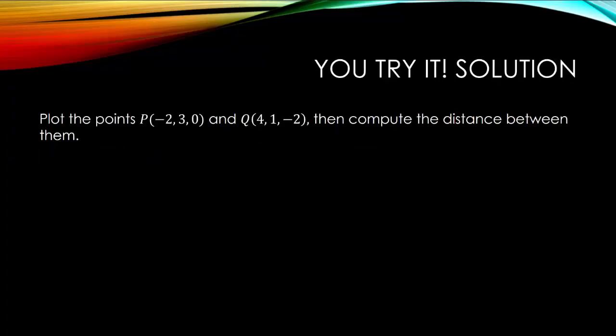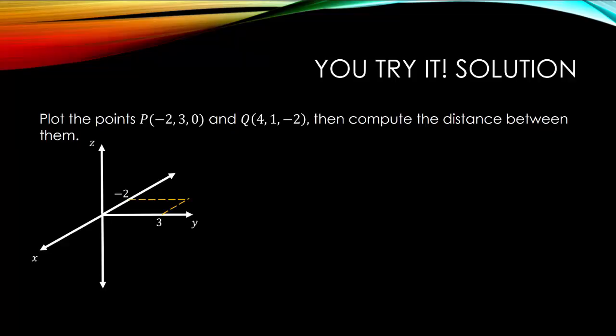The first thing I need to do is set up my coordinate system, and I'm going to plot the coordinates on the axes that I'm going to need to plot the first point. I go out -2 on the x-axis and out 3 on the y-axis. I have to go up 0 on the z-axis, so this point is contained entirely within the xy plane, and it's specified by the coordinates -2, 3, and 0. Now I'm going to go out 4 on the x-axis, 1 on the y-axis, and down -2 on the z-axis. This point sits below the xy plane, and it's specified by coordinates 4, 1, -2.